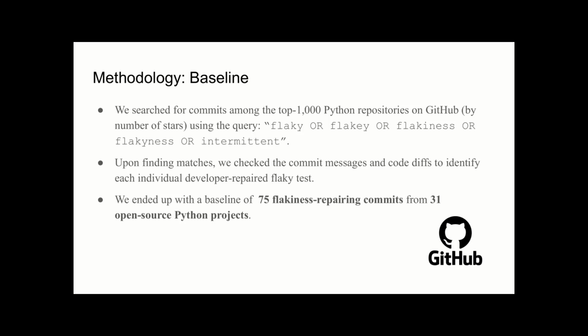Once we were happy that this was the case, we identified and recorded every individual flaky test that was repaired in the commit. To promote the generalizability of our results by enabling the examination of more projects, we considered a maximum of 6 commits per project. By following this process, we ended up with a baseline of 75 commits that repaired flakiness from 31 projects.